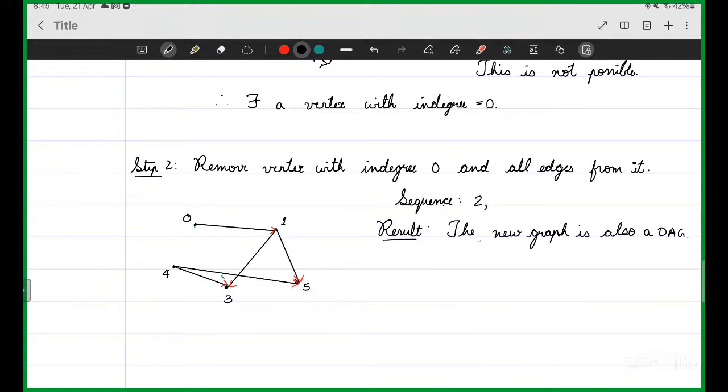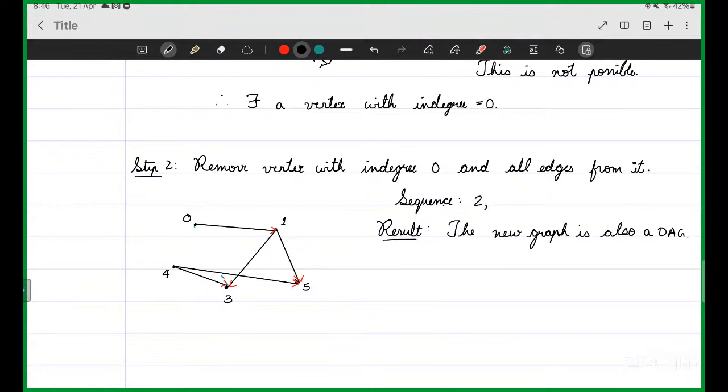So the new graph, meaning the graph which is obtained by removing the vertex of in degree 0 as well as all of its outgoing edges, that is also a directed acyclic graph. Is this clear? Yes, sir.